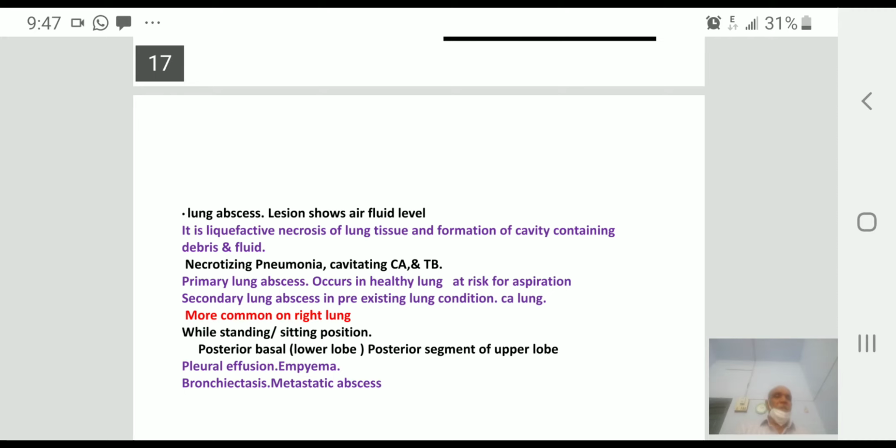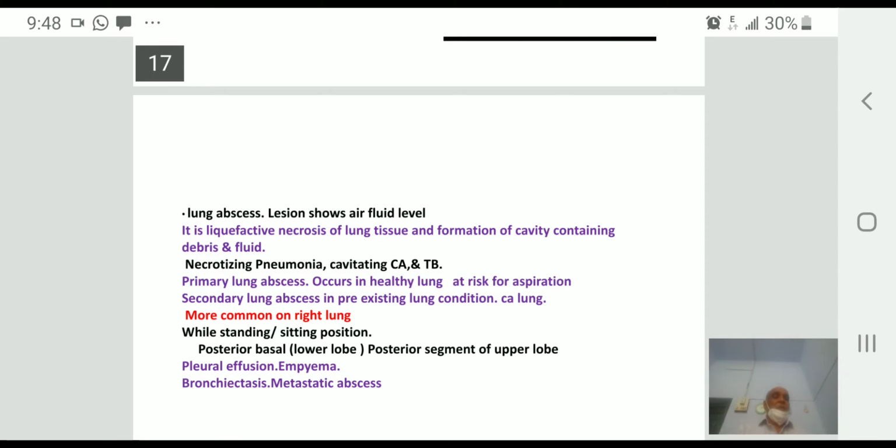But in the case of carcinoma lung, it develops distal to the obstruction: first consolidation, not good improvement with the given medication, and later on develops necrosis and an air fluid level. This is called secondary lung abscess.